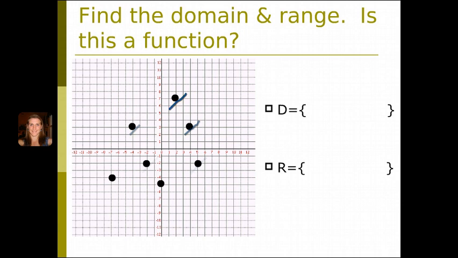Looking at whether or not this graph is a function, you're trying to see if these points pass the vertical line test. Anywhere that you draw a vertical line you will see that the line only passes through one point at any given time. Therefore, this graph is a function.